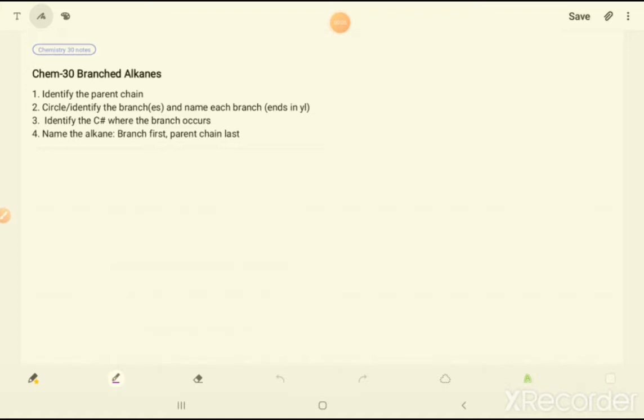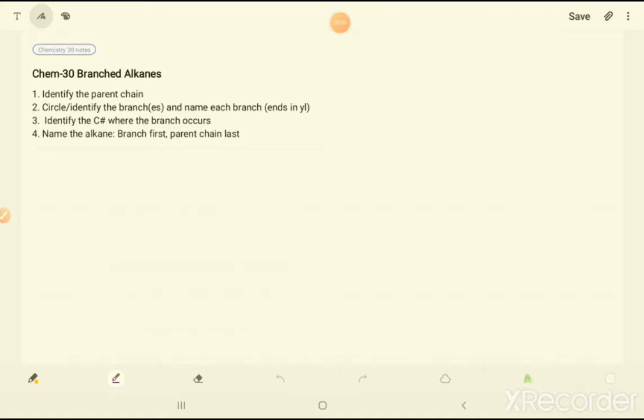So we're going to look at some more branched alkanes, of course. We're going to reuse the rules that we listed in class, which is identify the parent chain first, circle the branch or branches, because there could be more than one. And remember that the branches always end in -il or -yl. Identify the carbon number where the branch occurs, and name the alkane.